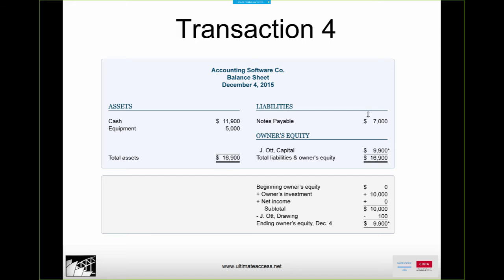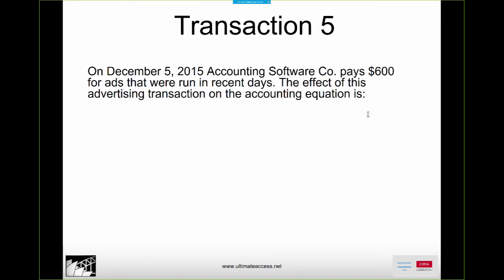Let's do this one. On December 5th, 2015, accounting software company pays 600 for ads that were run in the recent days. The effect of this advertising transaction on the accounting equation is what?